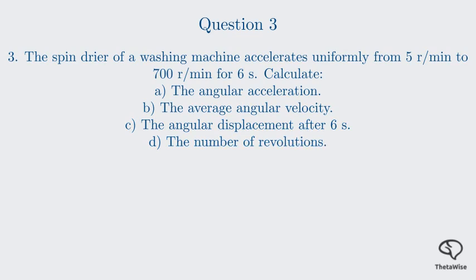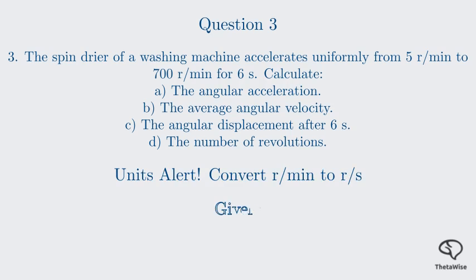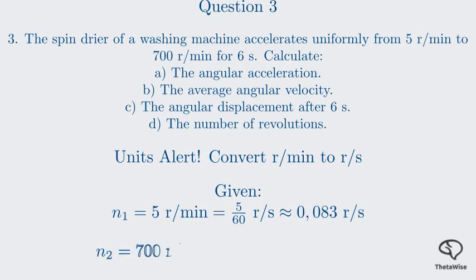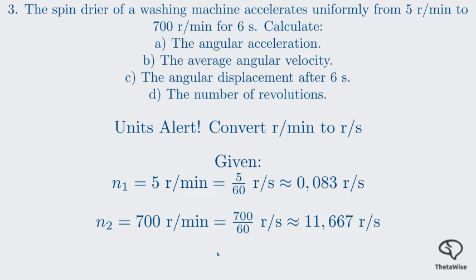number of revolutions. This problem is very similar in structure to question 2, which means our strategy will be the same. First, convert to consistent units. We must convert the rotational frequencies from revolutions per minute to revolutions per second. The initial frequency, N1, is 5 revolutions. Dividing by 60 gives us approximately 0.083 revolutions per second. The final frequency, N2, is 700 revolutions. Dividing by 60 gives us approximately 11.667 revolutions per second. The time duration T is 6 seconds. Our units are now ready.